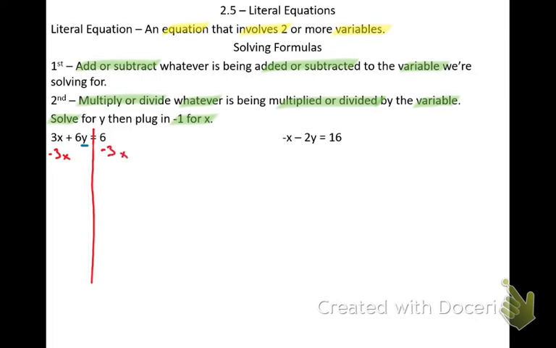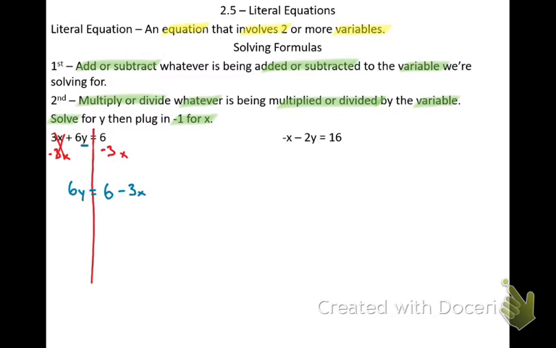The 3x's on the left cancel out. I'm left with 6y equals, and then 6 minus 3x, they're not like terms, so we're just going to leave it as 6 minus 3x.